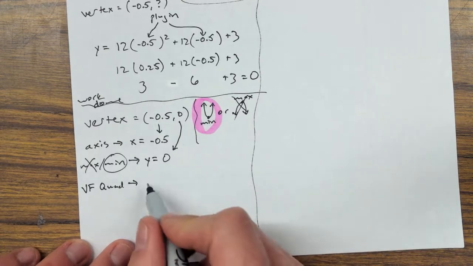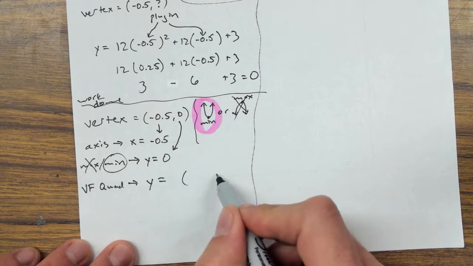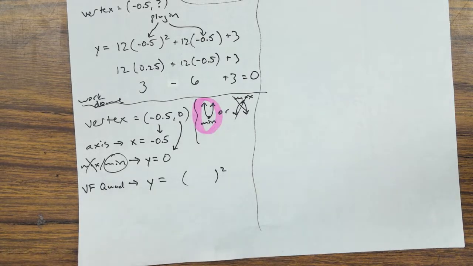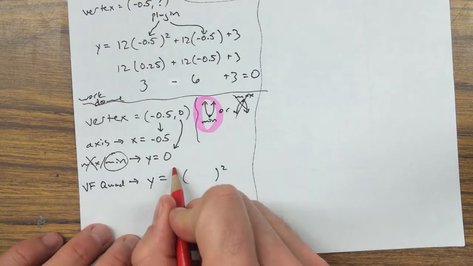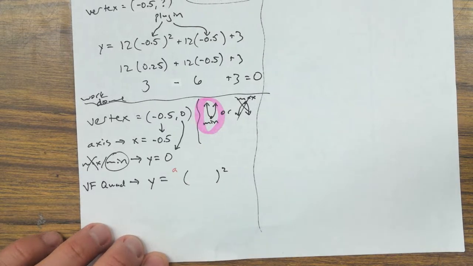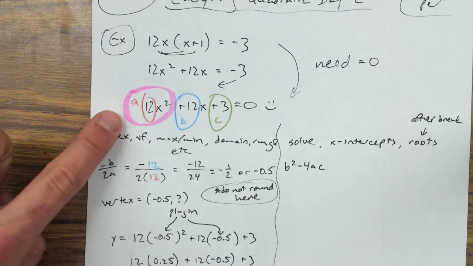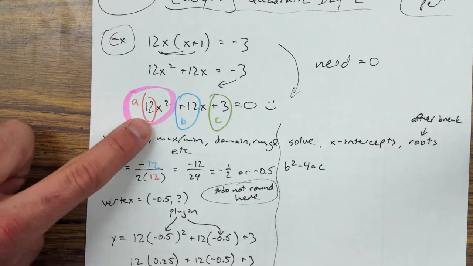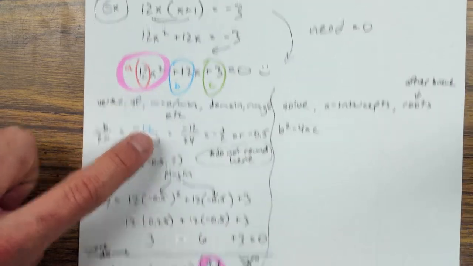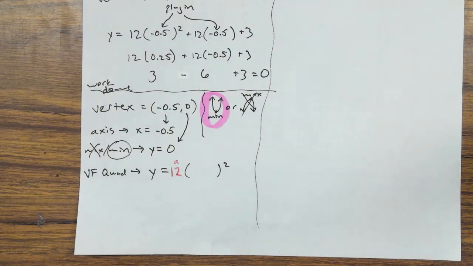Okay, what is our vertex form quadratic answer? Our vertex form quadratic answer is going to be y equals a parentheses squared. Now, where do we get a for the first position? Again, you go back up to the top, and if you remember that the a was 12, you're going to take that and steal it, and you're going to put 12 right there.